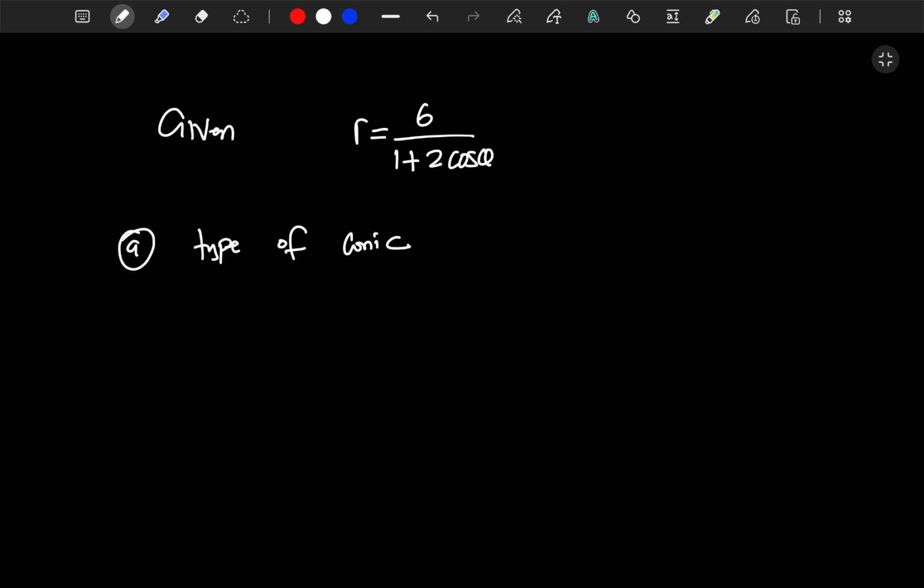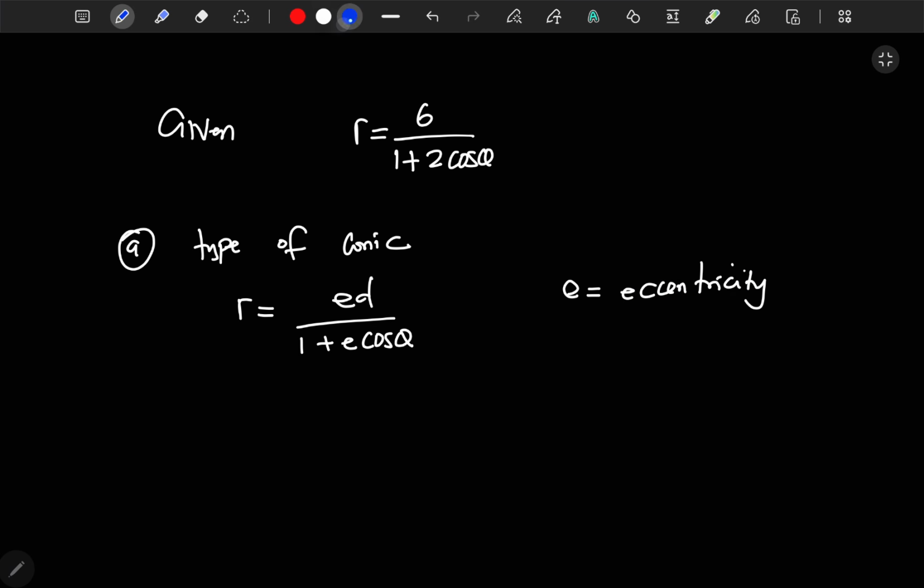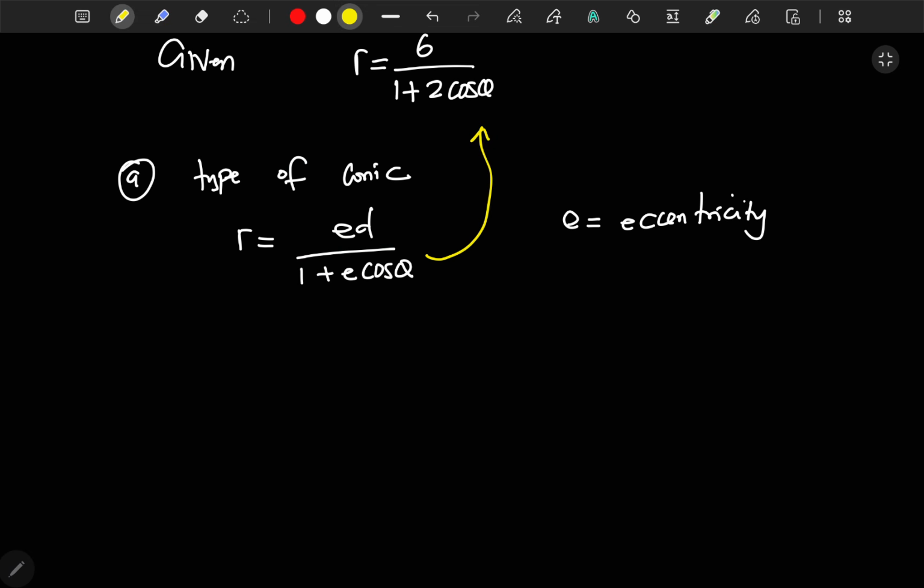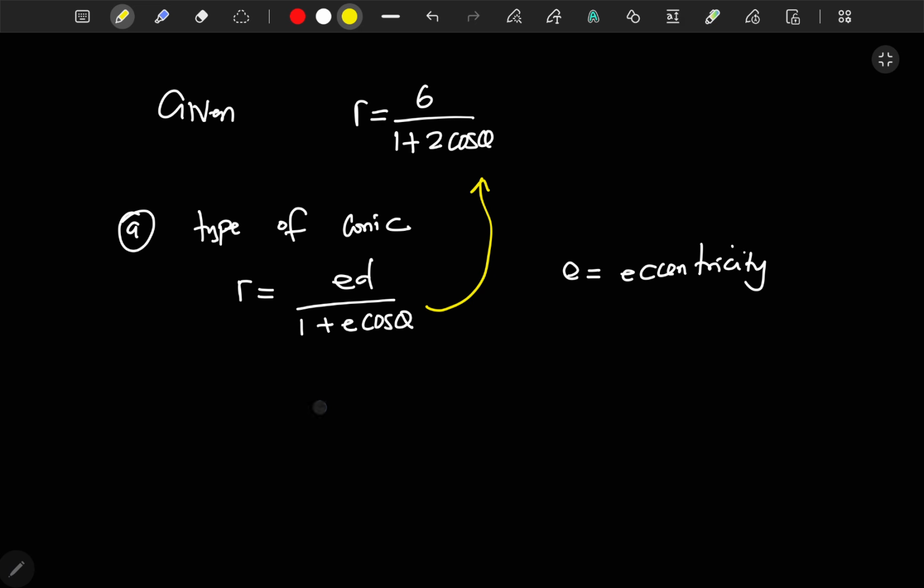One thing you need to understand is that the standard equation of a conic whose focus is at the pole, at (0, 0), with eccentricity e is given by r = ed / (1 + e cos θ). In this case, e is just our eccentricity. Because of that, we'll do something simple: we just compare this to the equation that we have there.